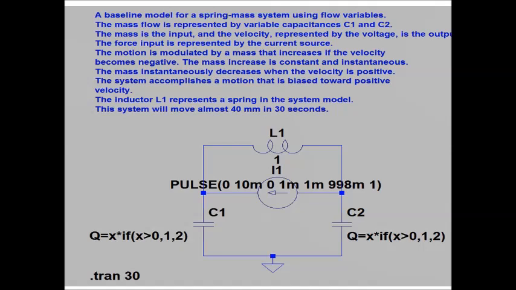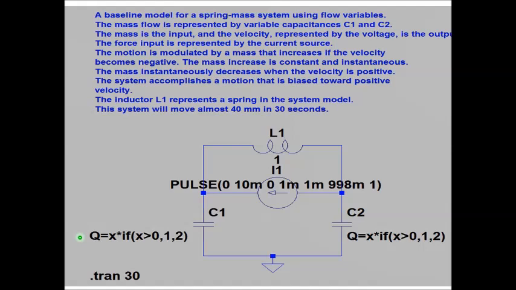The process begins with an LTSPICE model of the electrical circuit analog that was derived in the previous lessons. This is a baseline model for a spring mass system using flow variables. The mass flow system is represented by two variable capacitances, labeled here as C1 and C2. One of the inputs to the system is a mass flow between the two branches, represented by the variation in the capacitance values. Another input is the mutual force represented by the current source connecting the two capacitors. The motion of the system is modulated by the mass flow between the two capacitors.